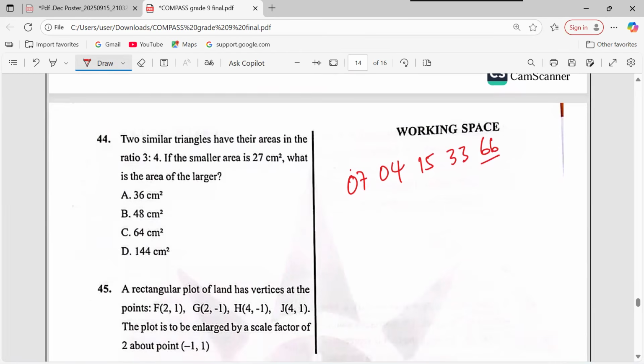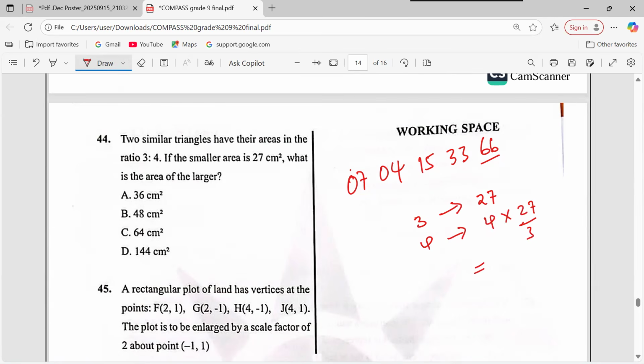Now, two similar triangles have their areas in the ratio 3:4. If the smaller is 27 square centimeters, what is the area of the larger? So this is the ratio of the areas. We can say that 3 proportions is the smaller proportion, as 27. What about 4, which is the bigger proportion? 4 times 27 over 3.